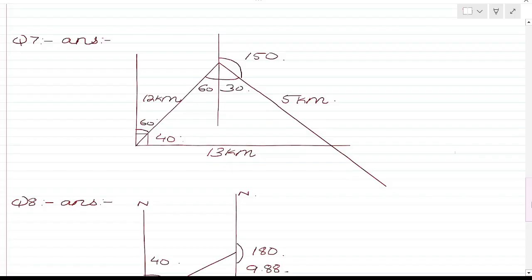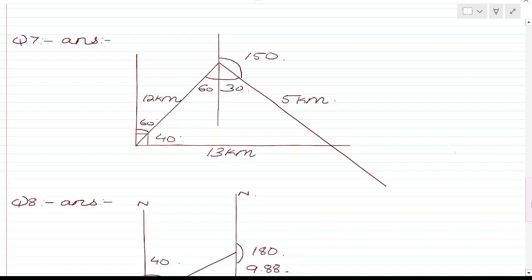Bilal traveled 12 kilometers on his bike to reach the school at a bearing of 60 degrees from his home. Then he went to the football ground from school at a bearing of 150 degrees. If the football ground is at a distance of 5 kilometers from school, then find the distance he has to cover to reach home from his football ground. Okay, so first let's take this point, which is Bilal's home or Bilal, and then we extended a north line of that point.